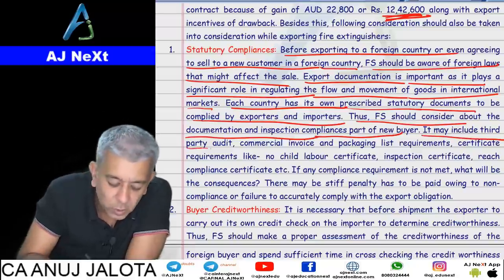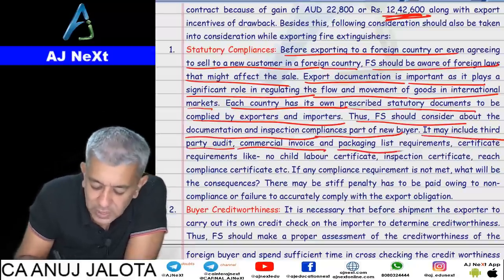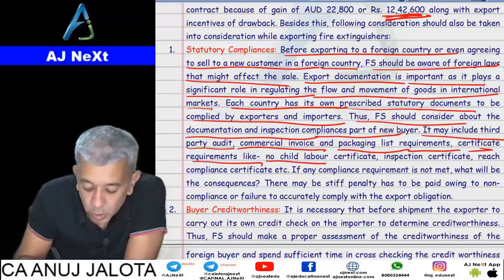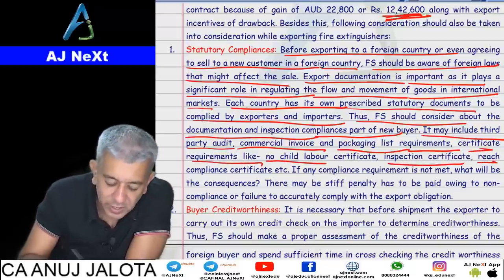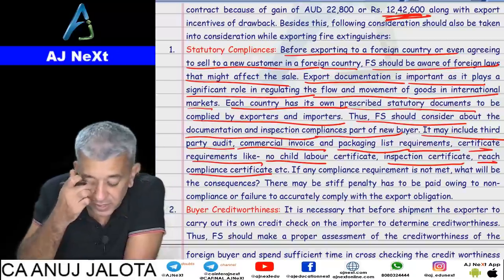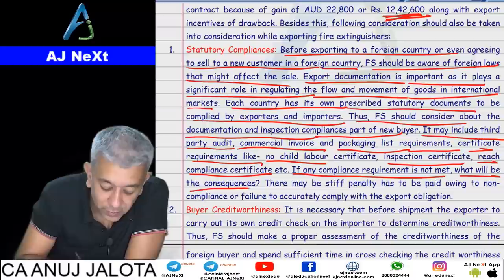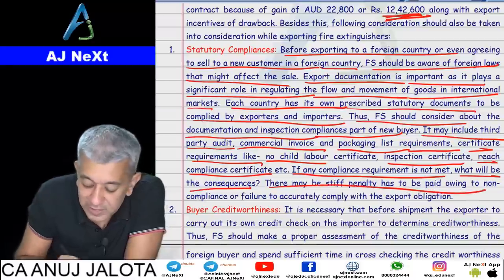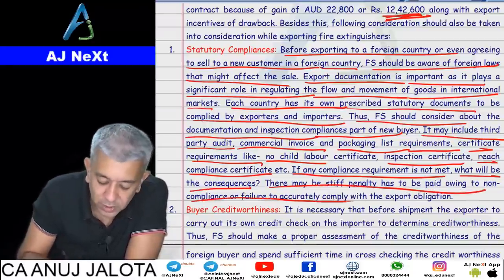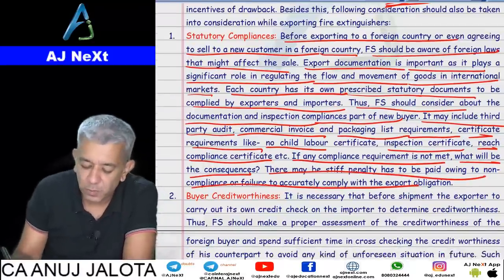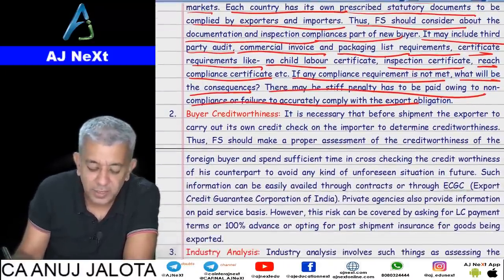It may even include third-party audit, commercial invoice, packing list requirements, certificate requirements like no child labor, then inspection certificate, REACH compliance certificate, etc. If any compliance requirement is not met, what will be the consequences? There may be stiff penalty to be paid owing to non-compliances or failure to accurately comply with the export obligation. Okay, so all these particular things you can write.